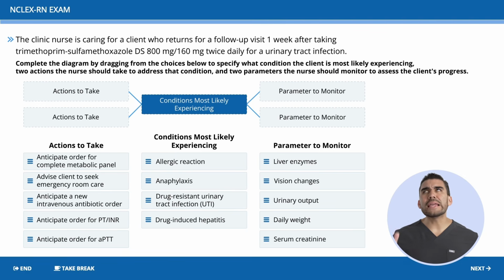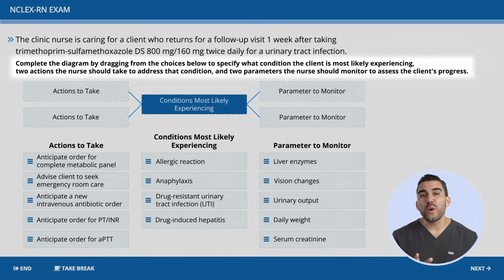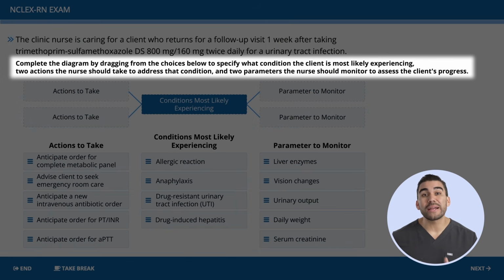All right, now for the infamous bow tie questions. Let's make it simple and break it down. The question's asking us to complete the diagram by dragging the choices to identify, number 1, the condition, number 2, the actions to address the condition, or basically how to save the client's life, and then lastly, number 3, the parameters to monitor for to keep the client safe.